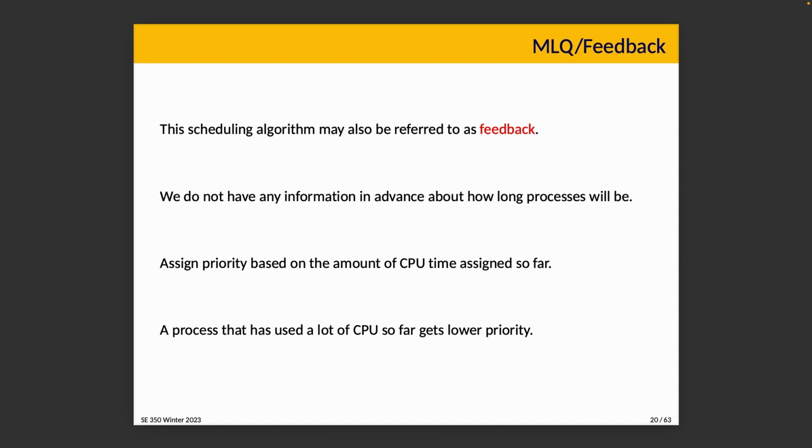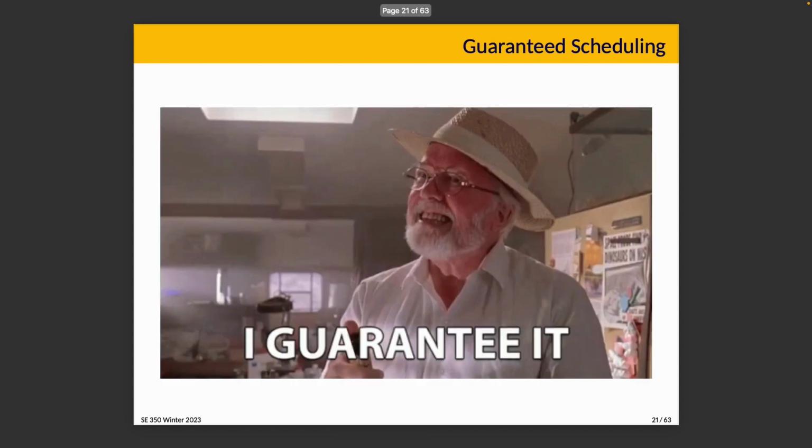And a process that's used a lot of CPU so far gets a lower priority. A process that has not used a lot of CPU maintains a high priority. And so there is a certain amount of feedback in the system that determines what is actually the correct priority for this process. So now for something completely different.